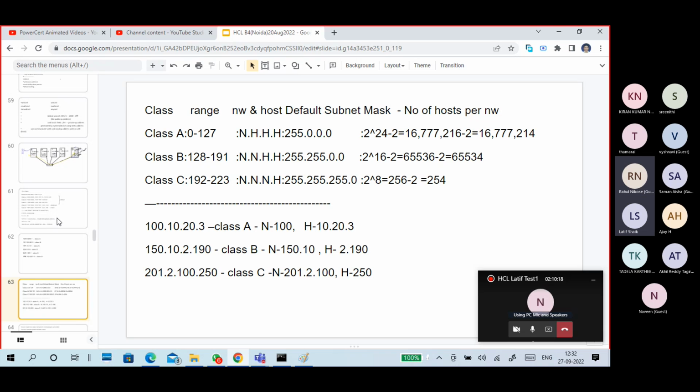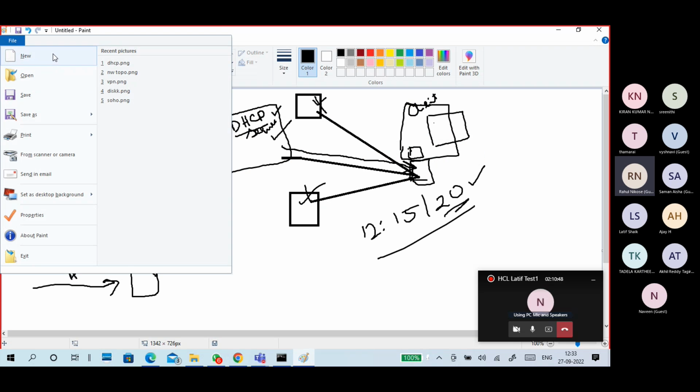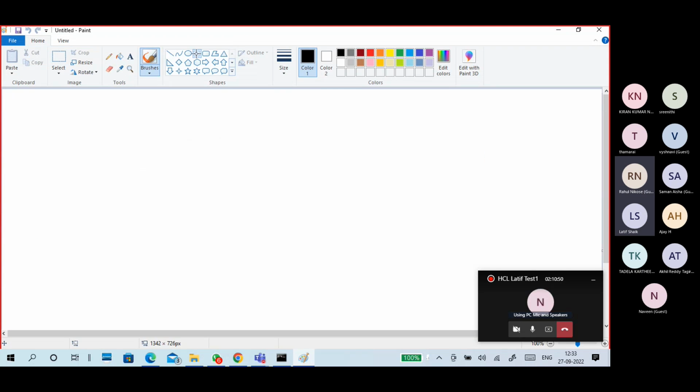Next, what is the use of dividing the total IP addresses into classes? As we said already, an IP address is a logical address. What is a logical address? Very simple. What is a physical network and what is a logical network?